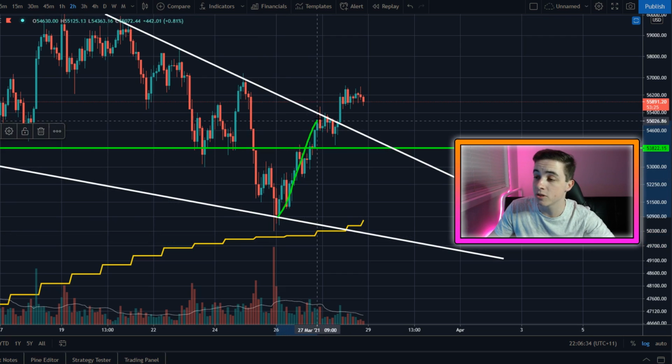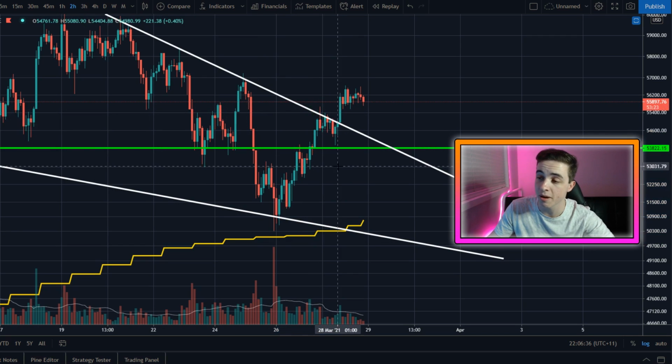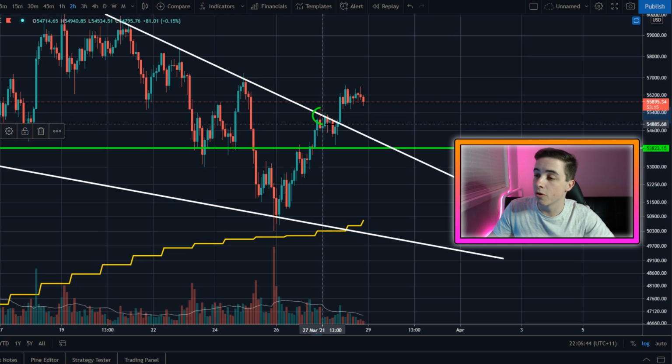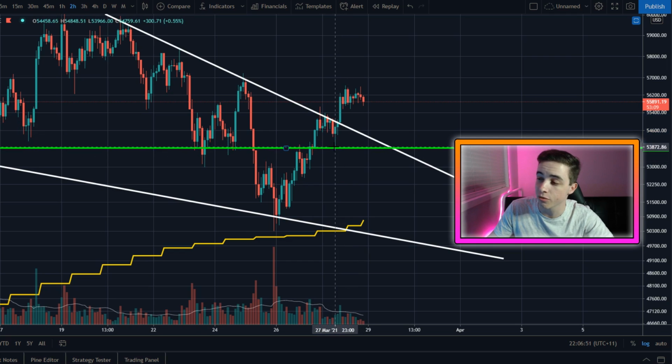And yeah, we came up to this exact resistance level that I talked about 2 days ago, which is coming in at around 55,500 US dollars. We got a small rejection off that resistance level, came back down to this exact level of support that I already placed on the chart at around 53 to 54K.